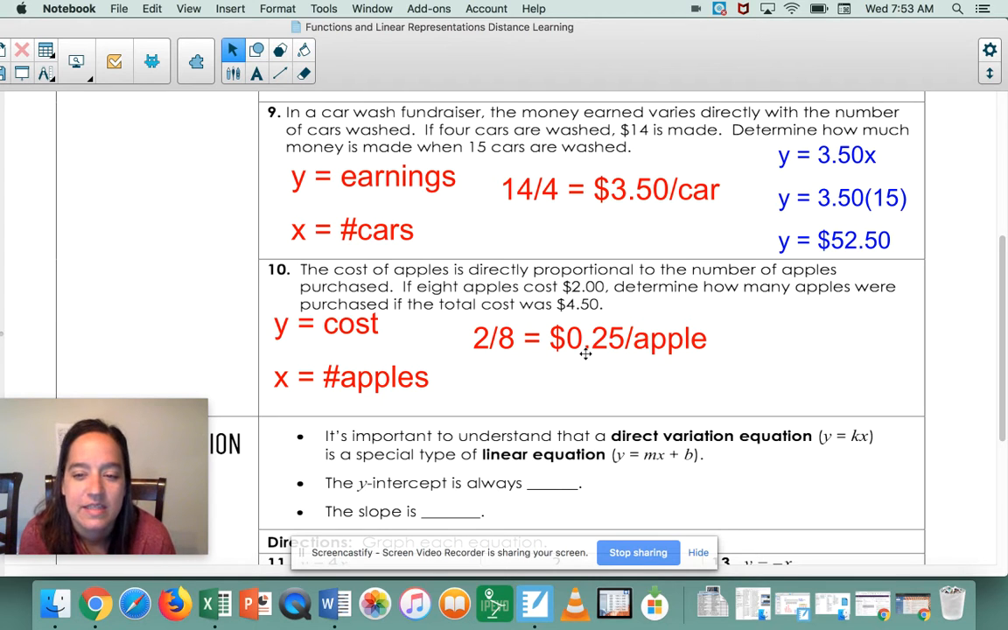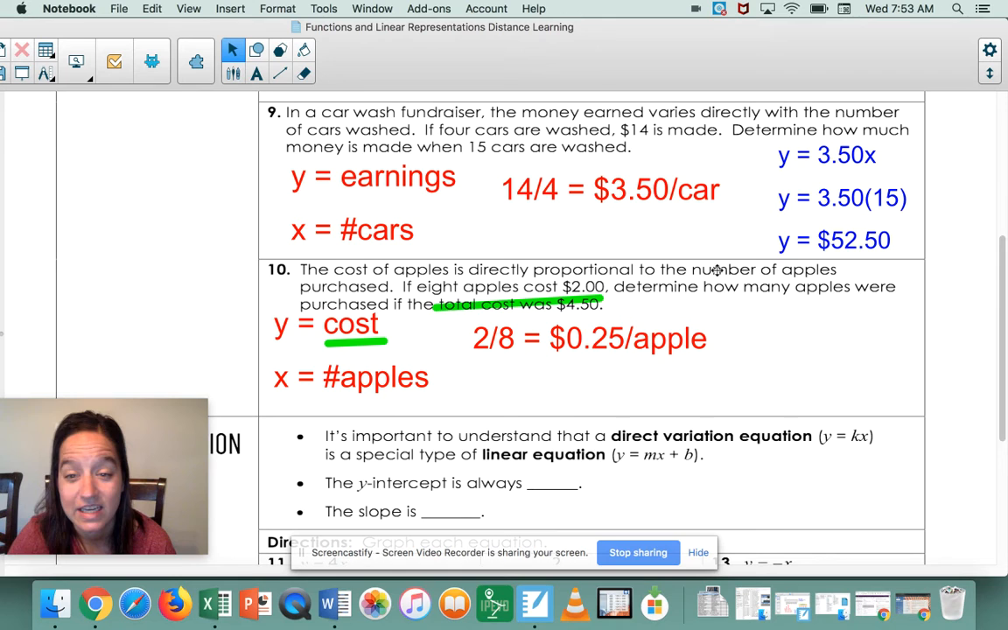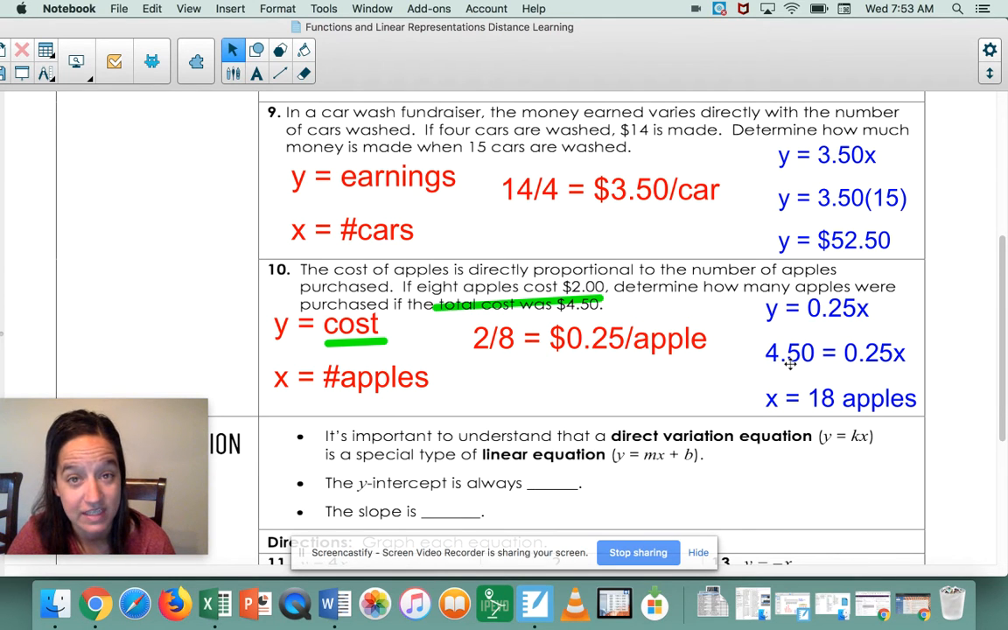So now it says determine how many apples were purchased if the total cost was $4.50. Look at that for just a second. It says the total cost was $4.50. Cost is y. So I'm going to be plugging in $4.50 into my y. So now I have $4.50 equals 25 cents x.